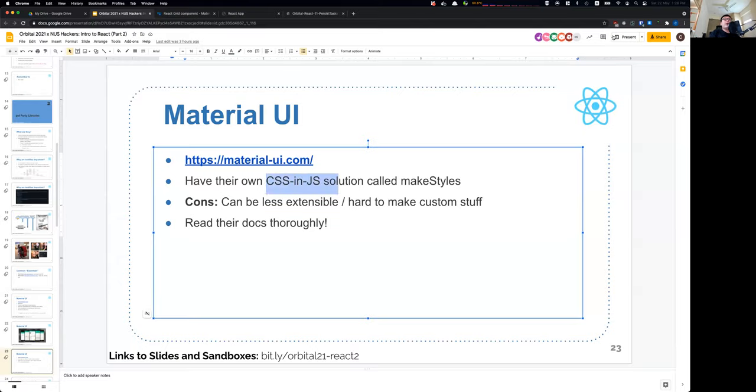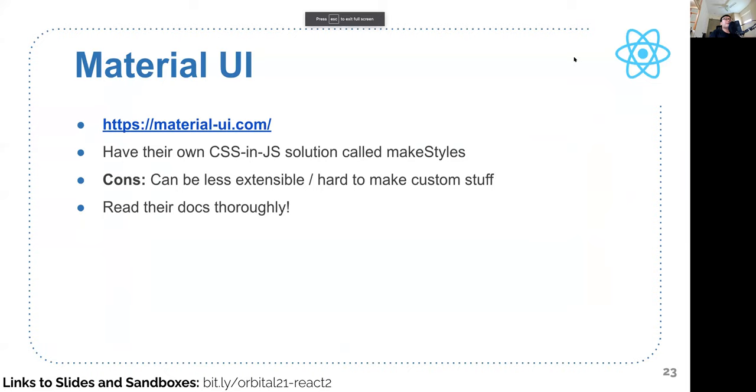The con of Material UI is, I've heard from people, that it can be less extensible or hard to make custom stuff, because Material UI can sometimes be a bit rigid. I haven't really experienced it myself. So really do explore the different options and frameworks that you have, and read their docs thoroughly to see whether they are suitable for your project or not.